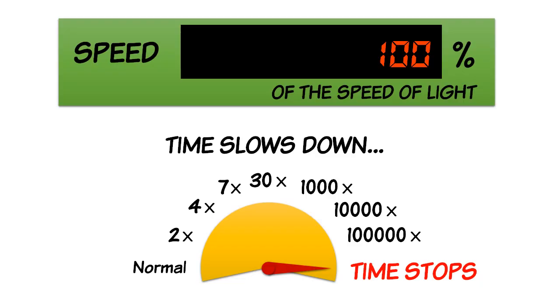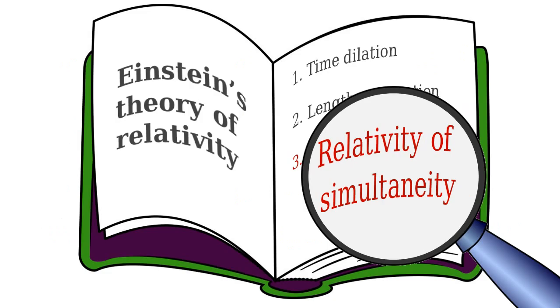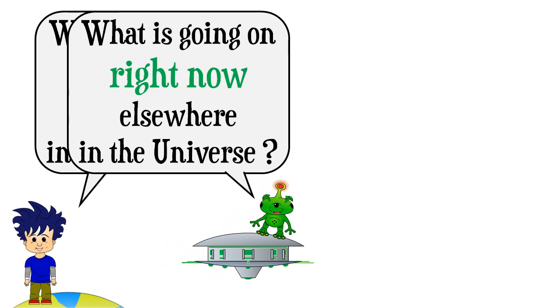But if time slows down more and more the faster you go, and stops for particles that travel at the speed of light, could it flow backward if you travel faster than light? Well, in space-time, faster than light travel could in principle lead to backward in time travel, because of another effect discovered by Einstein, something even more mind-boggling than the slowing down of time. It turns out that the answer to the question, what is going on right now elsewhere in the universe, depends on your speed. Because of this effect, people who do not travel at the same speed do not agree on what constitutes the present moment throughout the universe.